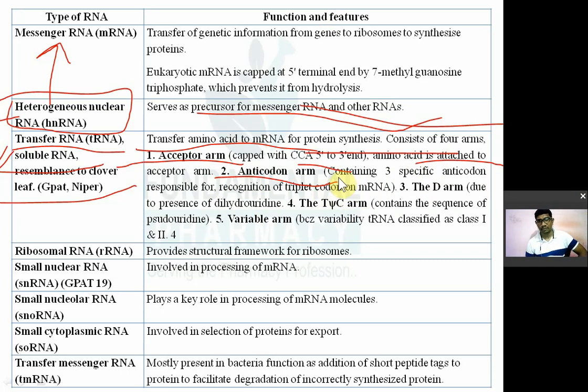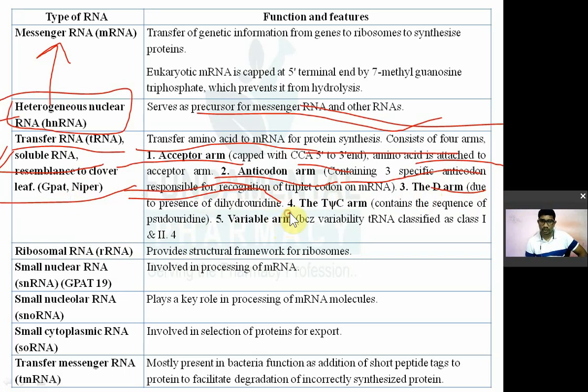Anticodon मतलब codon, जहाँ पे भी 3 base pair का sequence रहेगा, which are complementary to the base pair present in the mRNA. So containing 3 specific anticodon responsible for the recognition of triplet codon on the mRNA. Now third arm is nothing but the D arm. D arm because it is given the name D because of the presence of dihydrouridine. ये D arm में dihydrouridine होता है, उसके लिए उसको D arm बोलते हैं.